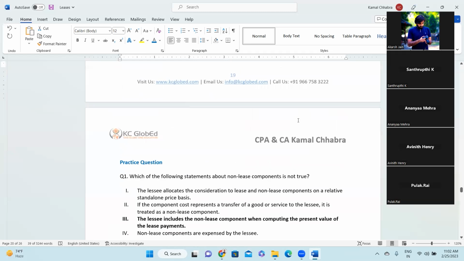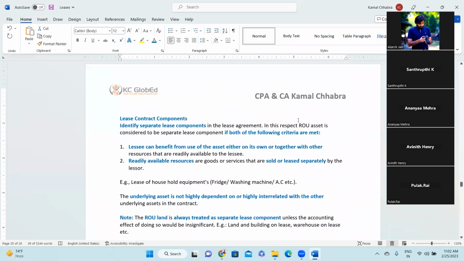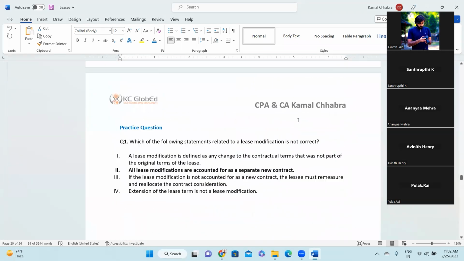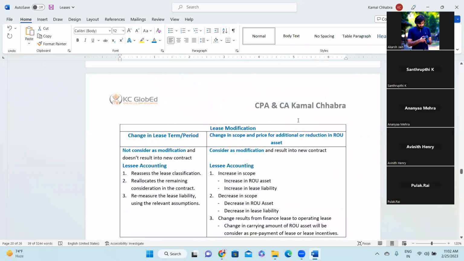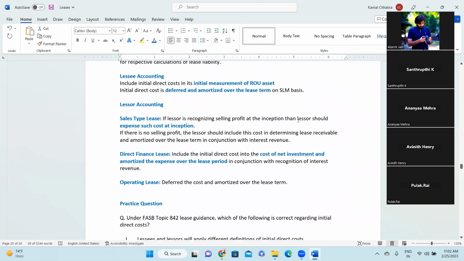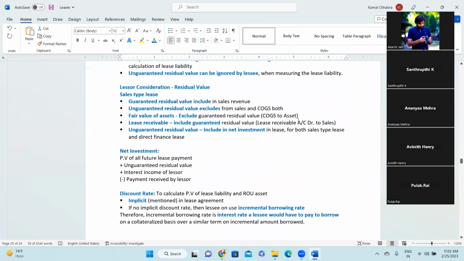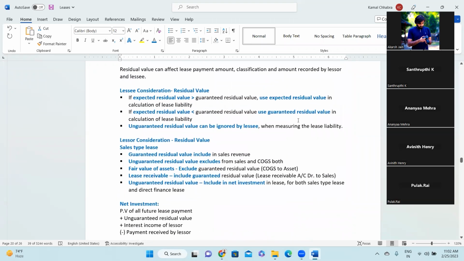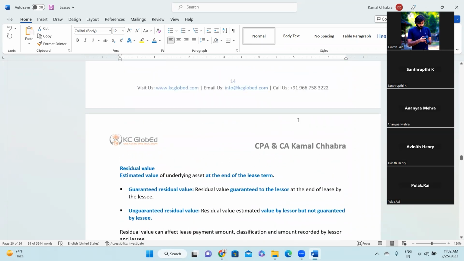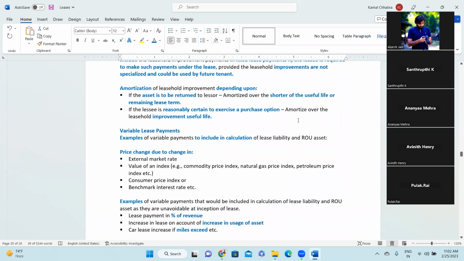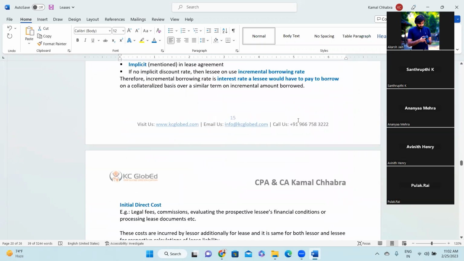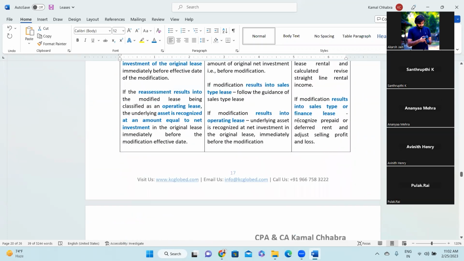Oh, sorry, my bad. So when you go to the present value, when we do the calculation, we would not include the non-lease component. So if you see the present value, from the lessee standpoint we do not include the non-lease component. So that's an untrue statement.